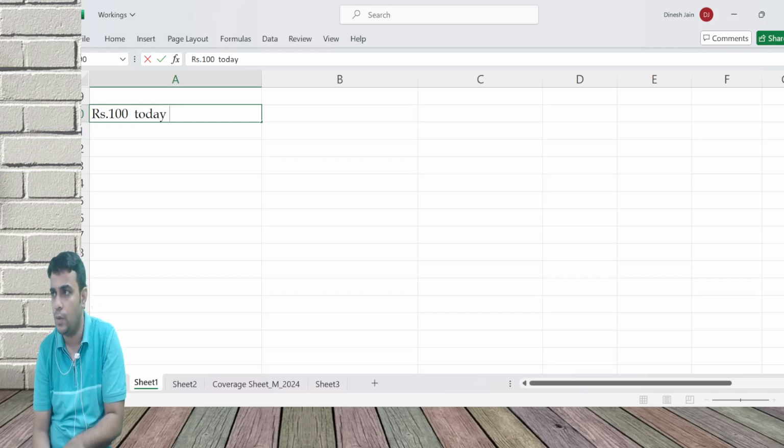Both are 100 only. So what is the problem? The value decreases. Why does it decrease? Inflation will eat away the power of money.